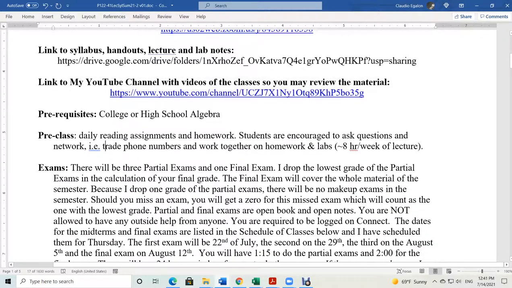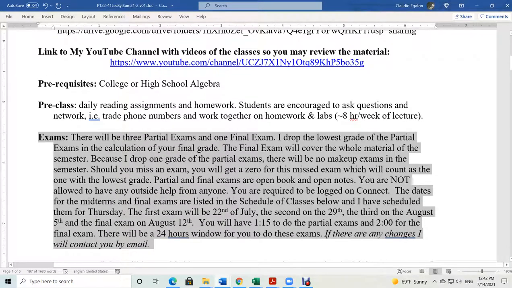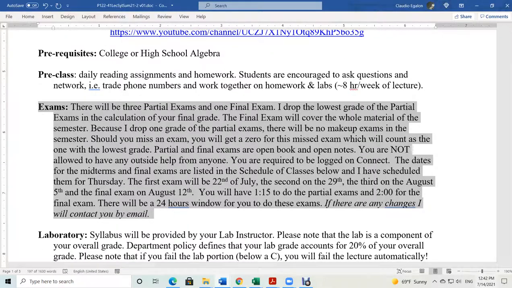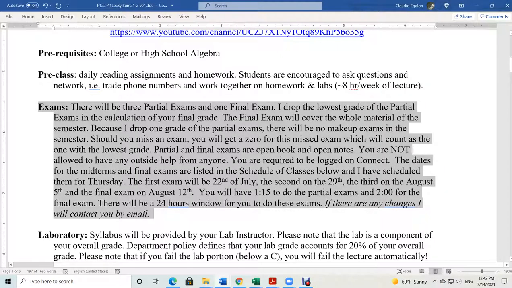Prerequisites: college and high school algebra. Okay, I discussed how we are going to do the exams, right? Three partial exams and one final exam. The first exam is going to be next Thursday, the 22nd. The second on the 29th, the third on August 5th, and the last one, the final exam, on August 12th. You have 1 hour and 15 minutes to do the partial exams and 2 hours for the final exam.